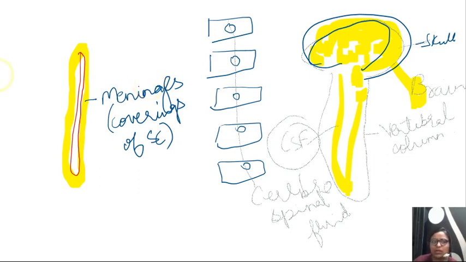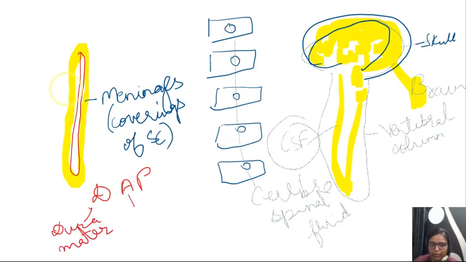What are the meninges? Any guesses? Meninges are the coverings of your brain and spinal cord. Fine. And if we talk about the meninges, we have three coverings which protect the spinal cord as well as the brain. These are called the dura mater, your arachnoid mater, and your pia mater.